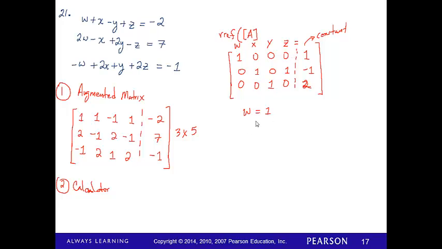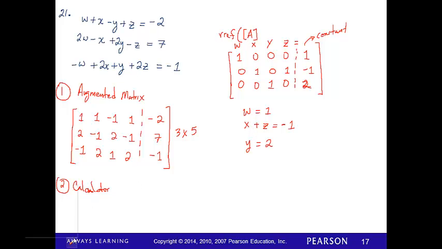The second equation says X, remember that's a 1 underneath X, plus Z equals negative 1. And then the last one says Y equals 2. Awesome. Now, notice that we have equations that tell us something about W, X, and Y. Because I can solve this second equation for X.